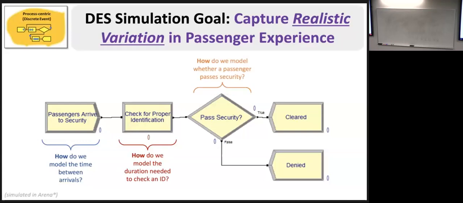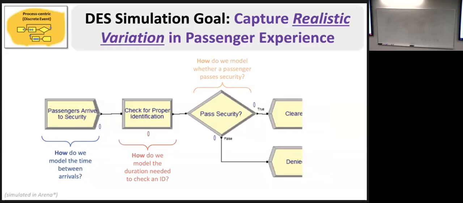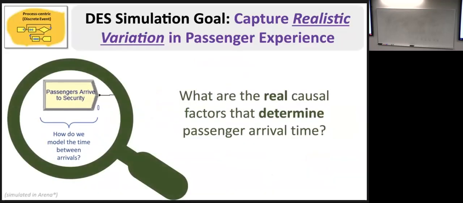And then also the randomness can show up in how often they go down one branch or another. So these are the three places where variation can be introduced, where some entities will have a very different experience than other entities, and we need to model that properly. Now, how do we end up choosing a good model of variation? That's kind of the big question here. What are the real causal factors that determine the passenger arrival time?